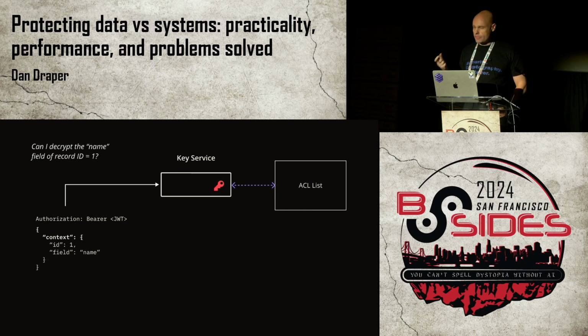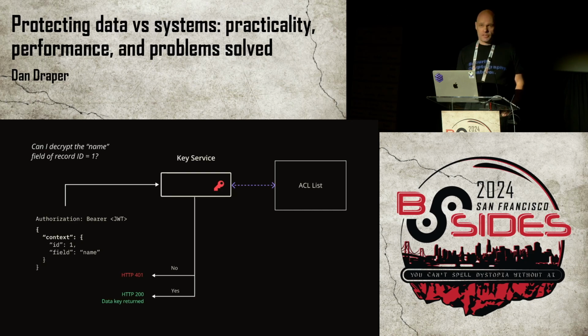Well, because we now have these context values, we can use an ACL list built into the key service to answer the question: can this user access this record and this field? It's just a lookup table. And if they can't, the key server will just send back a 401. It doesn't have the correct context, so it can't decrypt the data key. The only thing it can do is send back, sorry, denied.